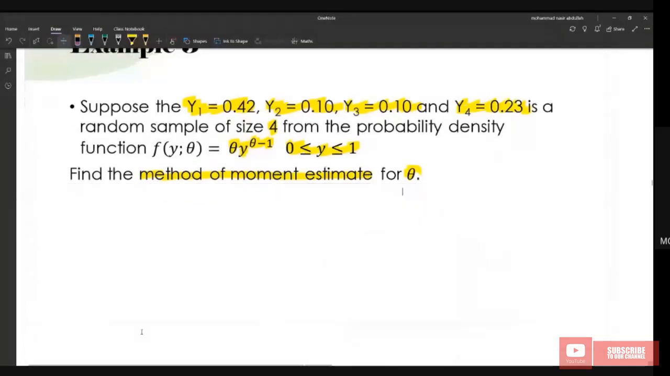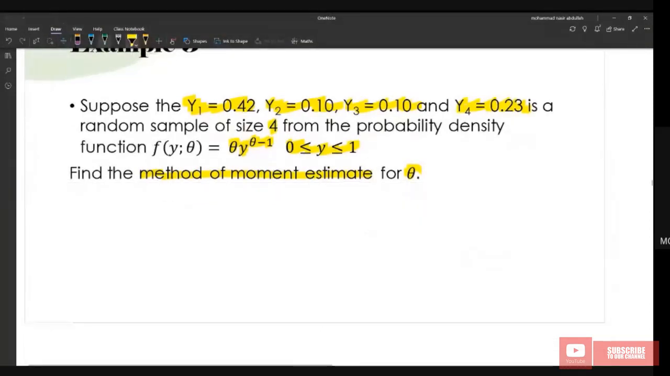So first step is we need to find mu1 prime. Mu1 prime is equal to 1 over n summation of xi, equal to x bar. So to find mu1, since this is a continuous random variable, expected value of y is equal to integration from 0 to 1. Since y is between 0 and 1, y multiplied with theta y^(theta minus 1) with respect to y.